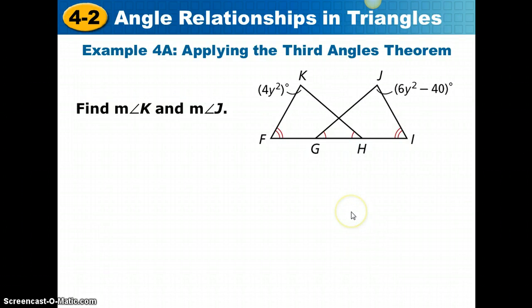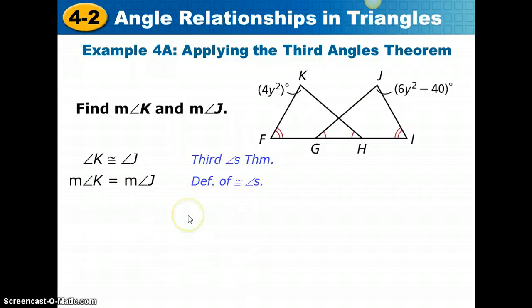So in example 4a, we need to find the measures of angles K and J. Now what we have here are triangles FKH and IJG that overlap. So if you think of these as two separate triangles, that's really going to help you. These are the third angles that must be congruent, because G in the triangle on the right and H in the triangle on the left are congruent. F and I are also congruent, so the third pairs of angles, K and J, must be congruent as well.